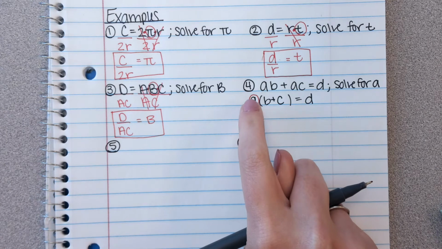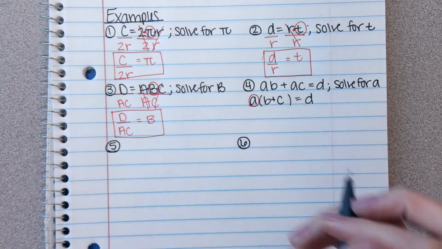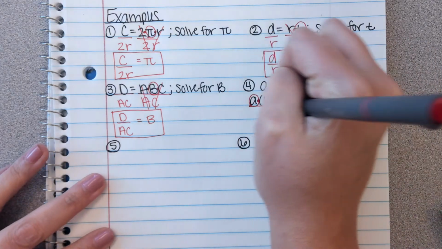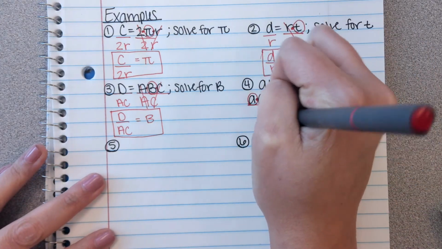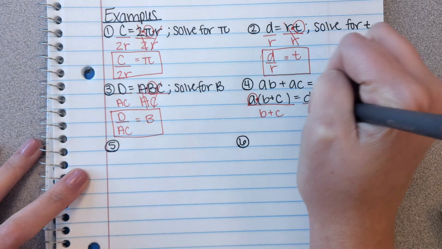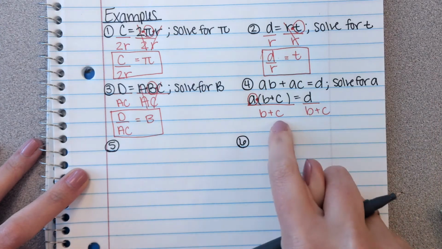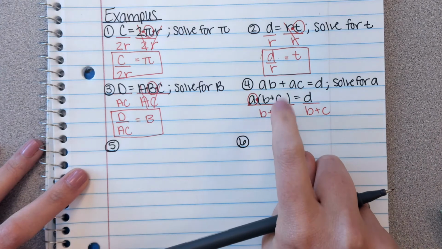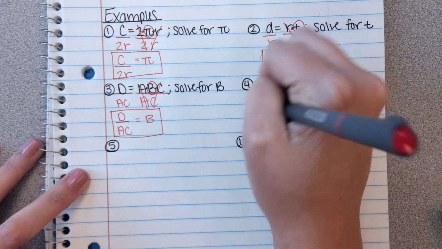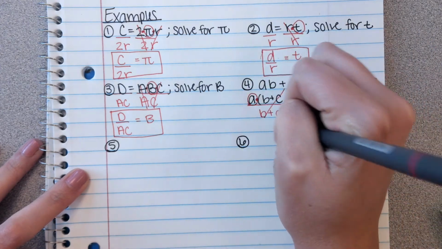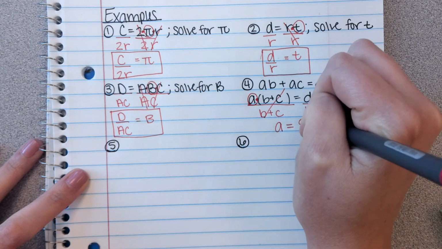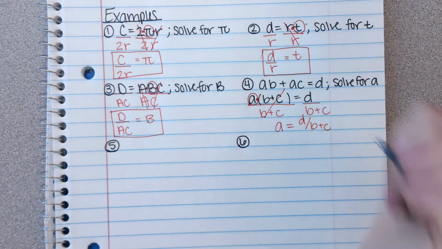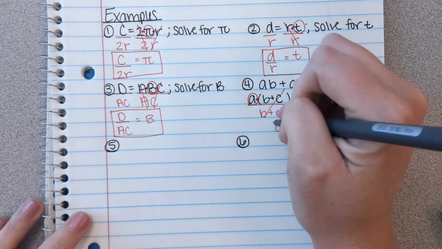If you look, A is being multiplied to this quantity. The opposite of multiplication is division. So we're dividing by the quantity B plus C. And if we do it to one side, we have to do it on the other. This is just like having 5 over 5. It divides out, and we're left with A equals D divided by the quantity B plus C. Okay? And that's your final answer.